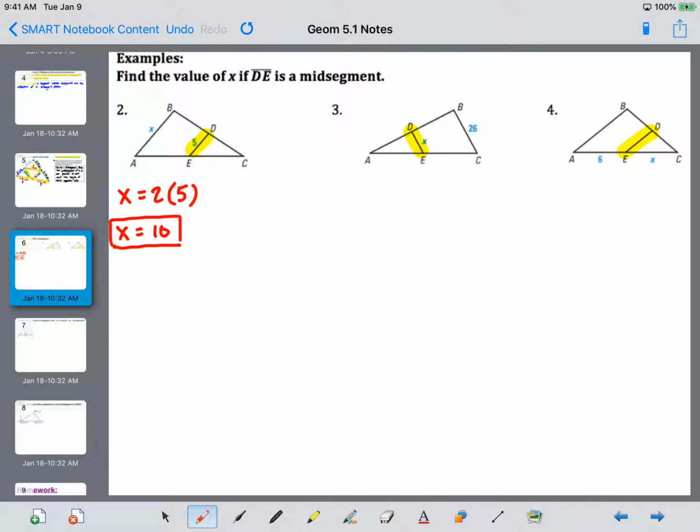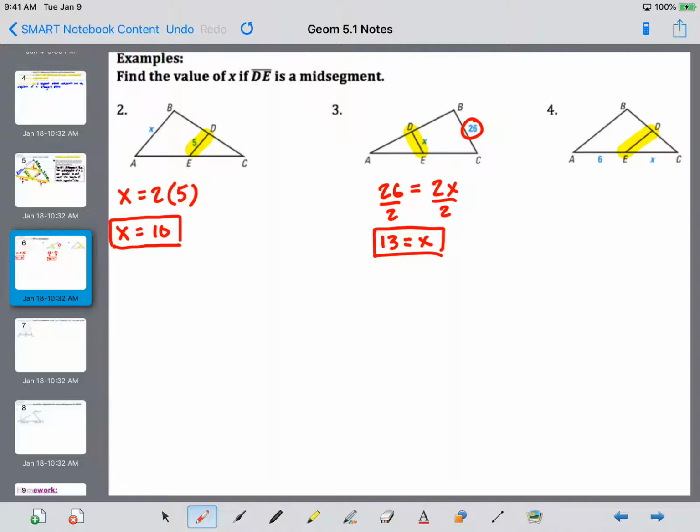All right, so now in this next example, this outer length is 2 times the mid-segment. So in order to find the mid-segment, we're going to have to divide 26 by 2. So the mid-segment is 13.